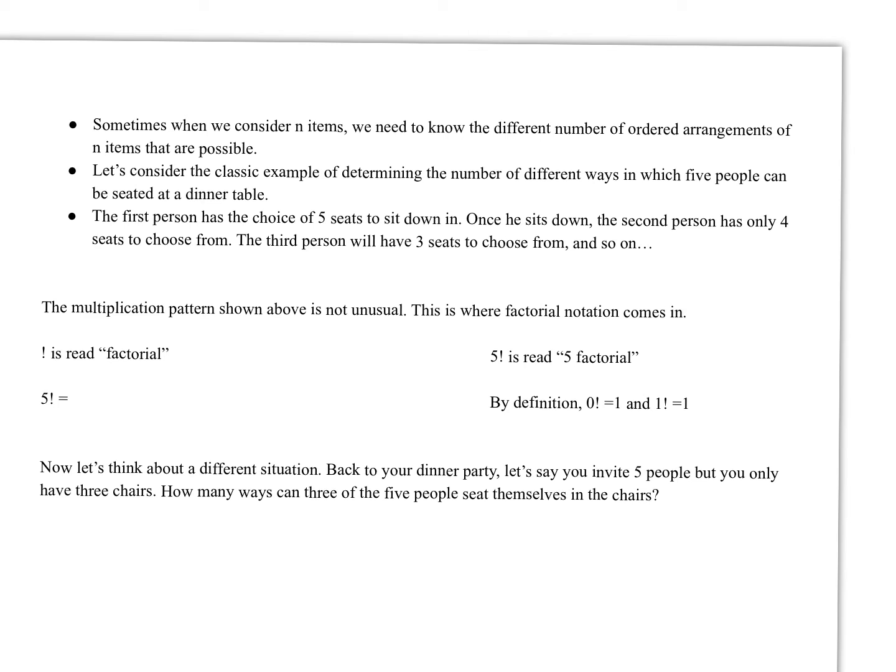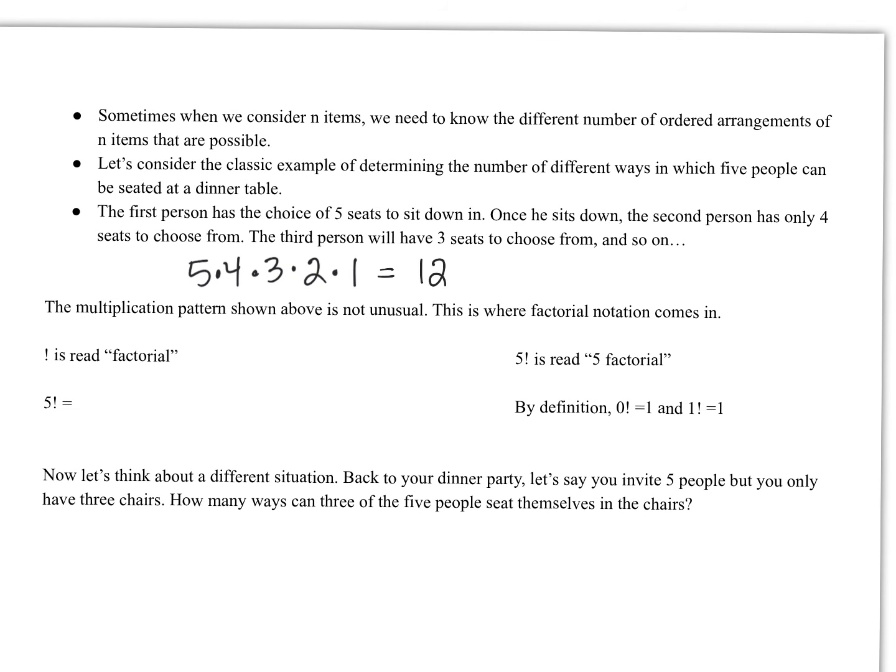A classic example of this is the number of different ways in which 5 people can be seated at the dinner table. So the first person has all 5 seats to choose from. But once that person sits down, the second person only has 4 seats to choose from. The third person has 3 seats to choose, and so on. So we have 5 times 4 times 3 times 2 times 1, which gives us 120 different seating options.